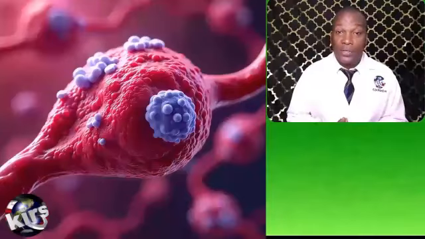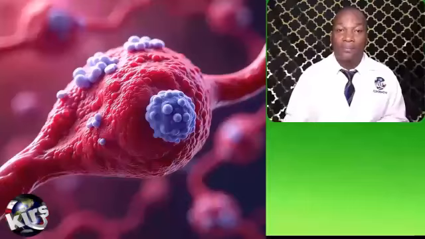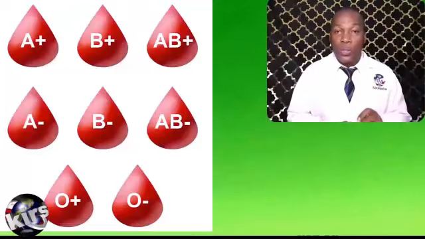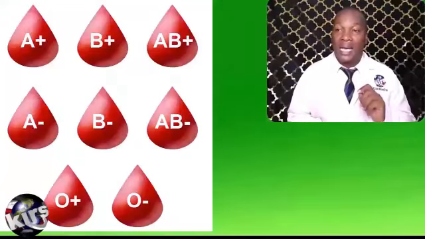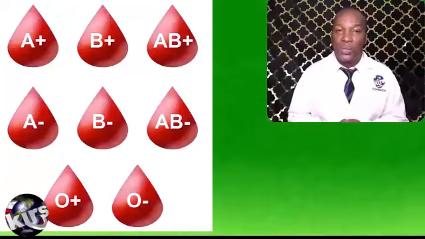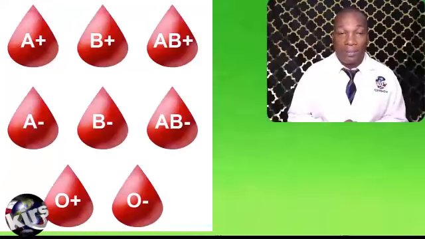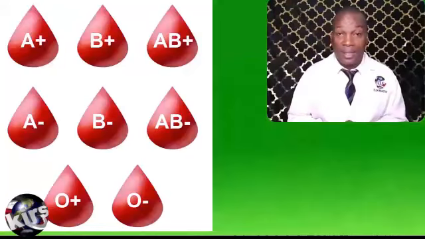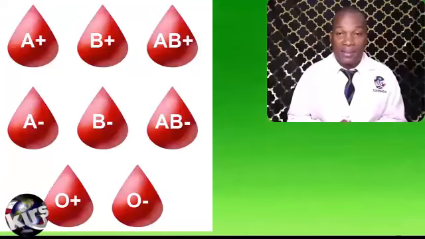That's why hospitals and blood banks are extremely careful when matching blood donors with recipients. And here is a quick tip. O negative blood is known as the universal donor. It has no A, B, or Rh antigens, so it's less likely to trigger a reaction. But then the unfortunate part of it, an O negative person can only receive blood from an O negative donor.